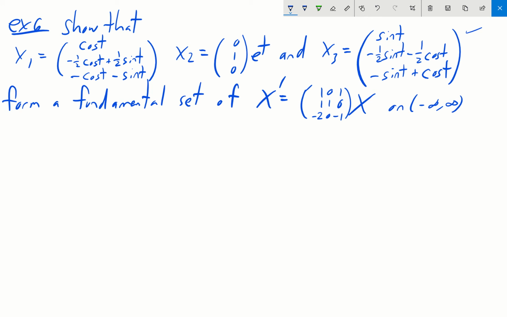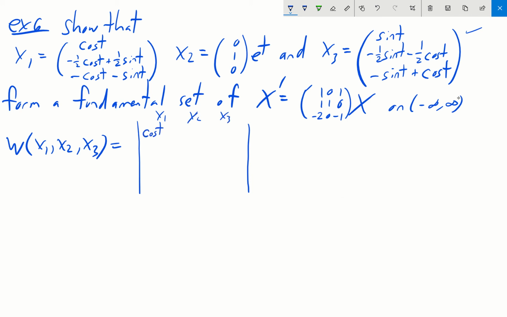To show that it's a fundamental set, it would remain to show that these three vectors are linearly independent. And in order to show that they're going to be linearly independent, what we want to do is calculate the Wronskian and show that the Wronskian is going to be non-zero on this interval I, which is from negative infinity to positive infinity. So let's go ahead and do that. Remember, the Wronskian is simply the determinant of the matrix whose columns are x1, x2, and x3.